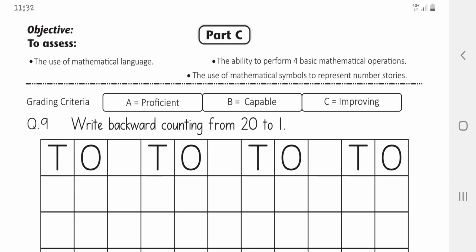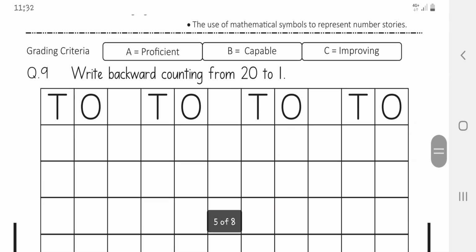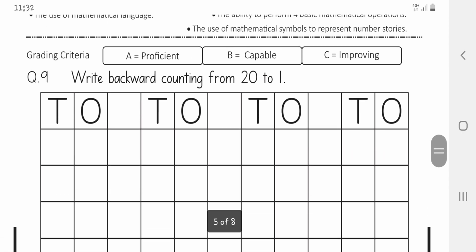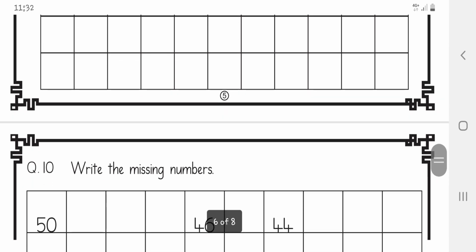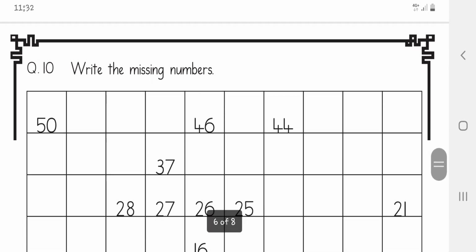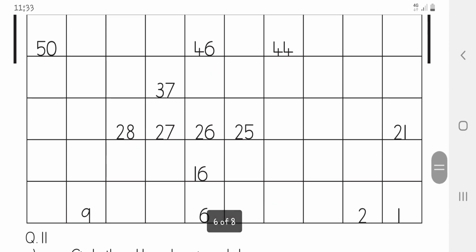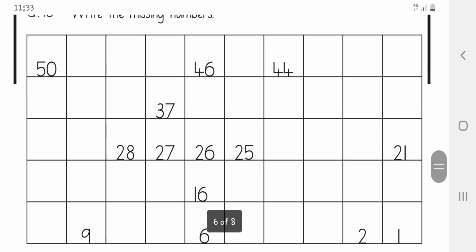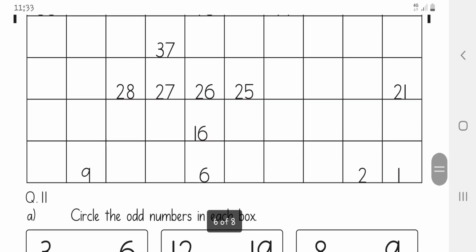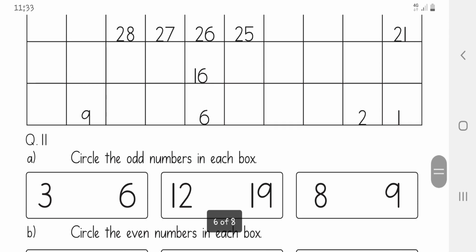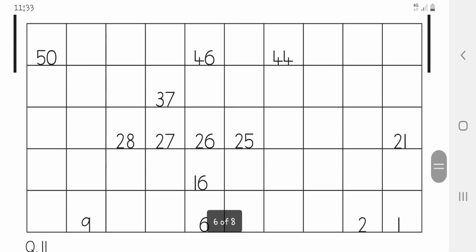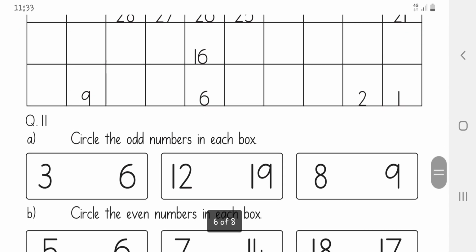So the first part, which is question number 9, is simple, straightforward. Write backwards counting from 20 to 1. So they will start with 20 and go to number 1. Backwards counting they have done. Write the missing numbers. Here we are checking them on their knowledge of number sequence from 50 to 1. So again, it is backwards also and missing also, a little bit challenging. Provide them a little help in this part if you feel that they need a little assistance, but never let them start from here, because this should start from the top.